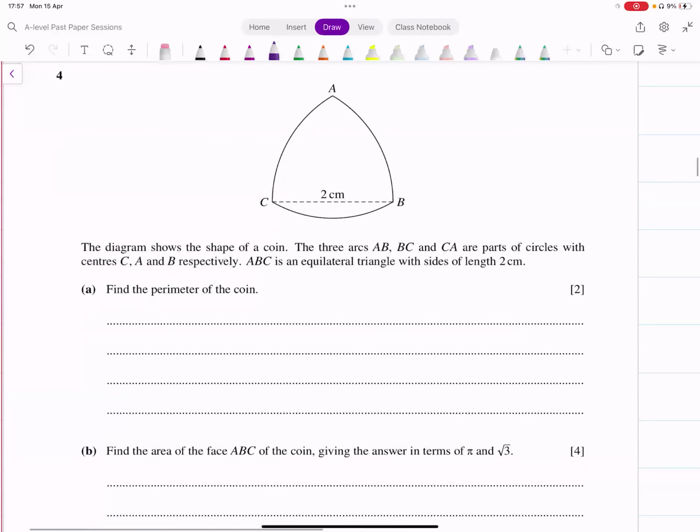Now, let's move on to question number 4. It says the diagram shows the shape of a coin, the 3 arcs AB, BC, and CA. They are parts of circles with centers C, A, and B, respectively. Okay, now what that means is the first arc, it corresponds to this center C. So basically, this arc AB has this center C.